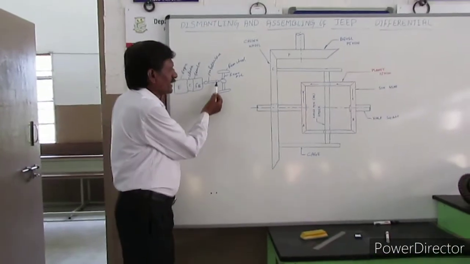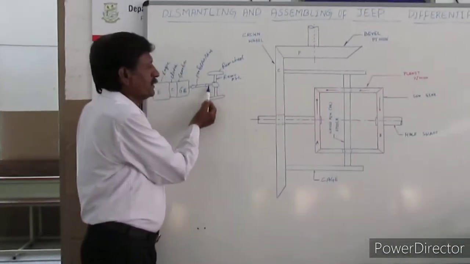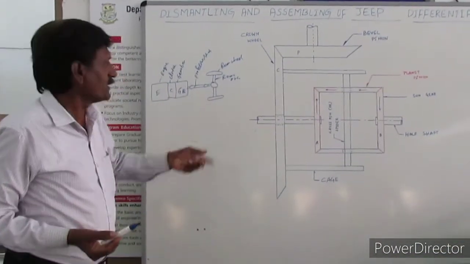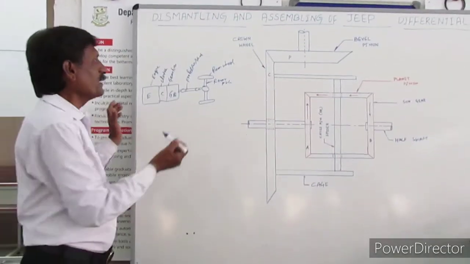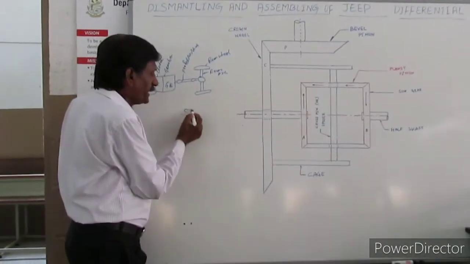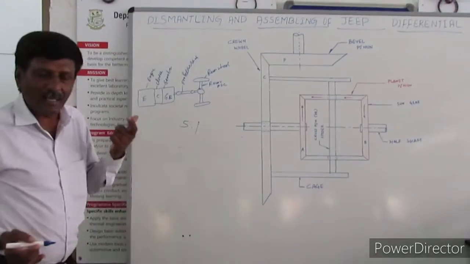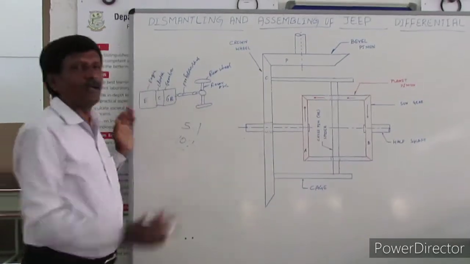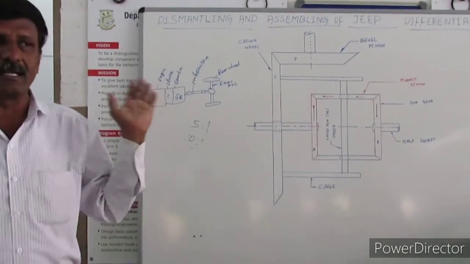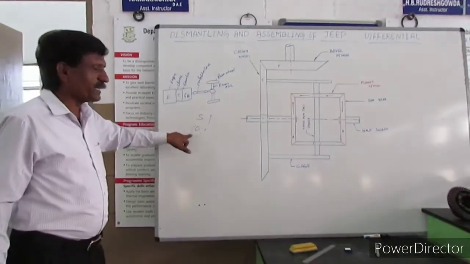For that, here we are selecting a bevel pinion. It may have 5 teeth. Then we have the crown wheel. It may have 30 to 40 teeth. Then there is a constant reduction in speed between the driving and driven member. In a light motor vehicle, it may be around 5:1. In a heavy vehicle, the speed ratio between the driving and driven member is always around 10:1.